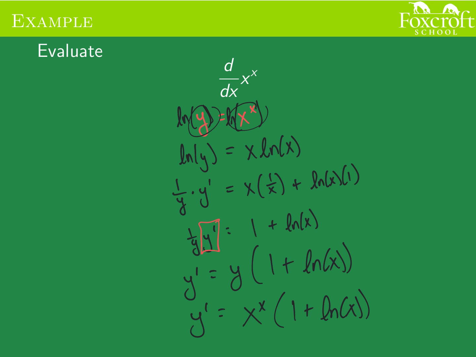This is the only way you could do this derivative when you have an entire function in the exponent. You basically take the natural log of both sides, do some implicit differentiation, and you just have to multiply this y to the other side towards the end. So that's one way you can use logs to help you with derivatives.